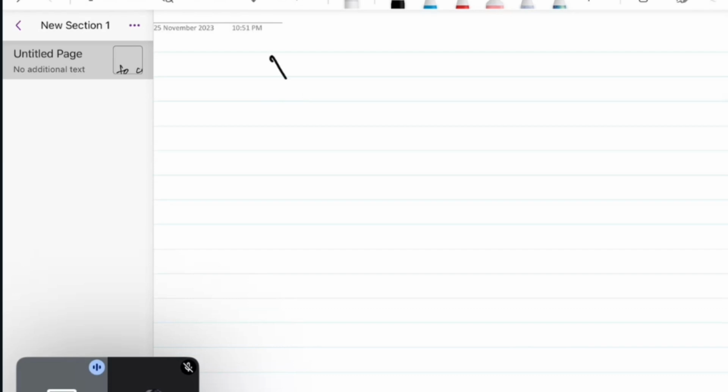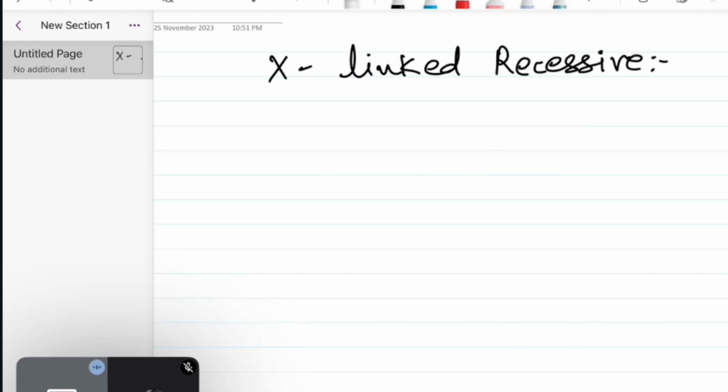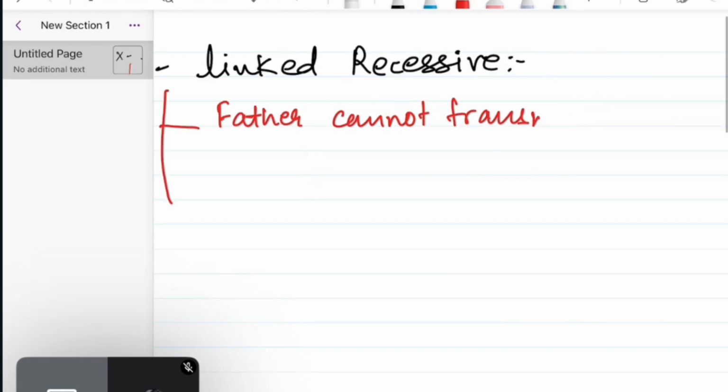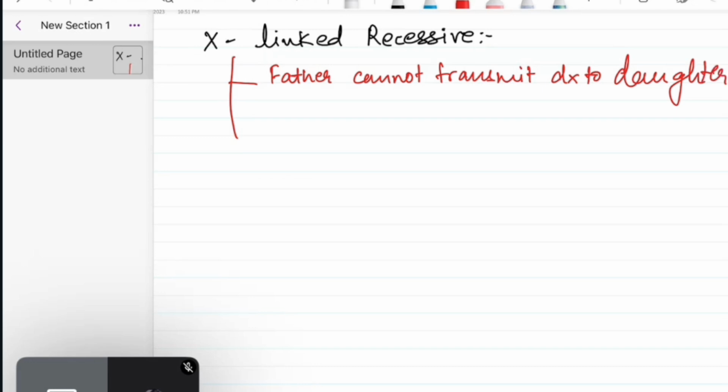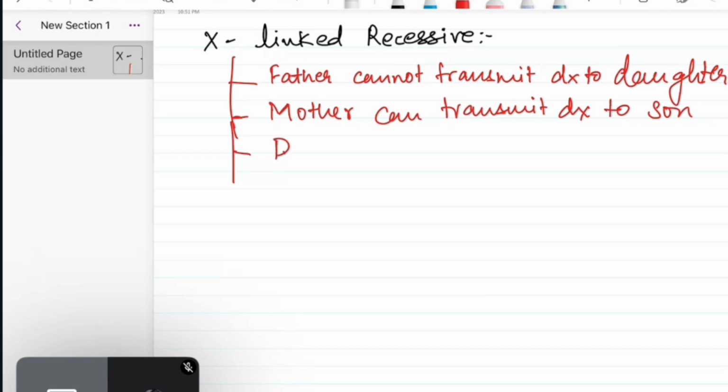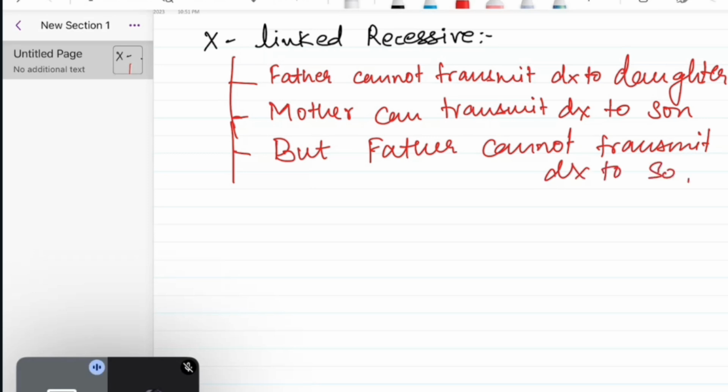I would like to point out about X-linked recessive condition is that a father cannot transmit disease to daughter. All right. And a mother can transmit disease to son. But a father cannot transmit disease to son. Now, why is that?